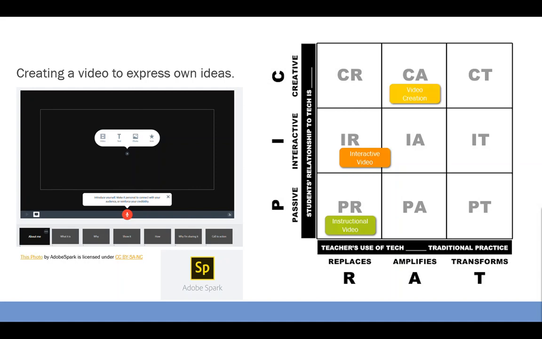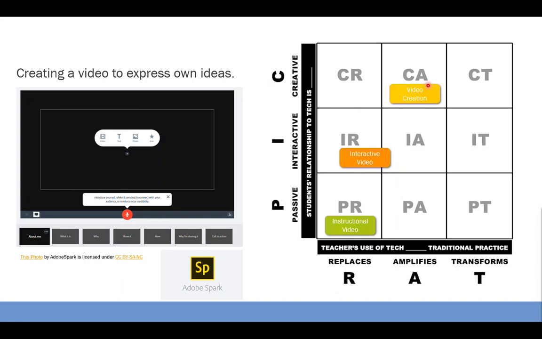So if we're expressing our own ideas, first of all, it goes to creative. We're actually creating something. The trickier one is just what does it do on here? Teachers' use of tech. I think it amplifies traditional practice because it allows the students to express themselves using images and sound, whereas normally we would encourage students to express themselves just in writing or in a presentation, like with speech. And so it adds another dimension on top of that.